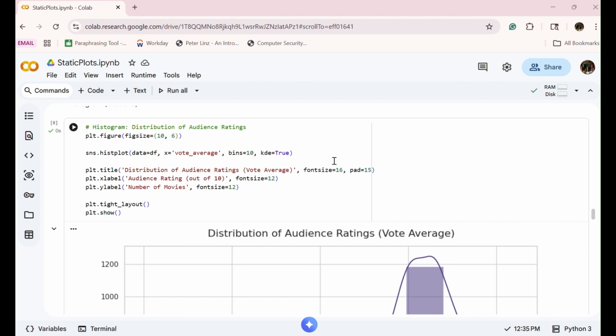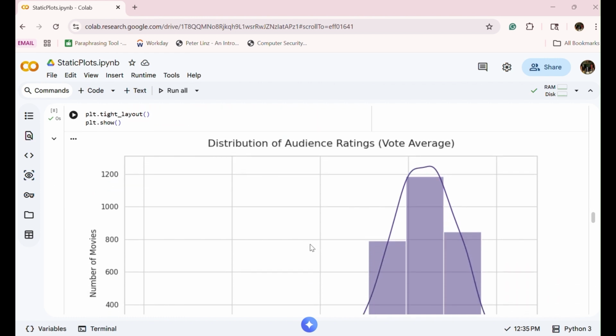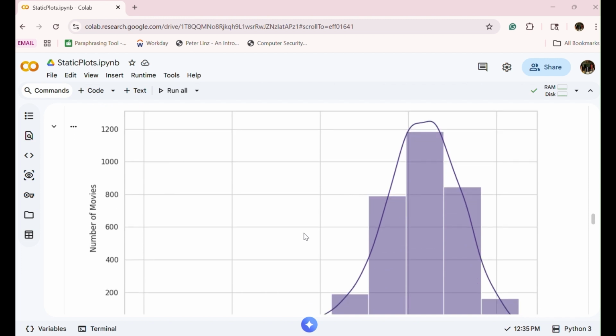What this reveals is that the ratings are not uniformly spread, and the distribution peaks around 6 to 7 out of the 10, which tells us that most movies in the dataset are rated moderately. Not terrible, but not exceptional. The curve has a slight skew, meaning there are more films pulling ratings downwards than there are upwards.